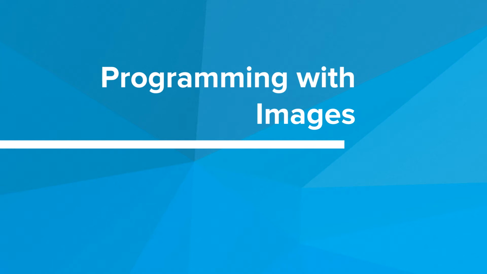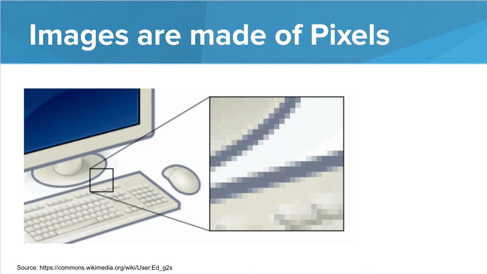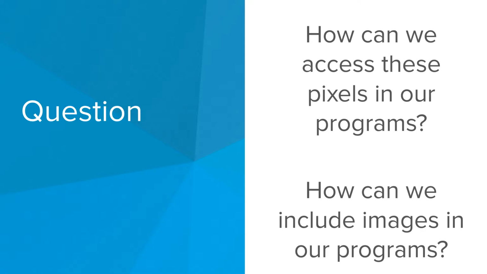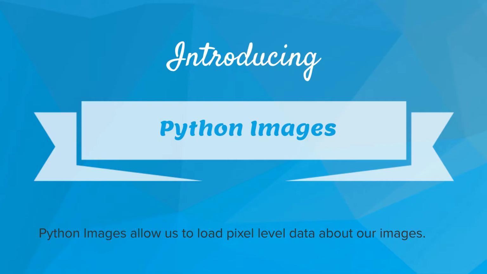Hi, in this video we're going to look at how we can work with images in Python. We saw in the last video that images are made up of a series of pixels, so the question is, how can we access these pixels in our programs, and once we access them, how can we manipulate them to display them in Python? So, introducing Python images.